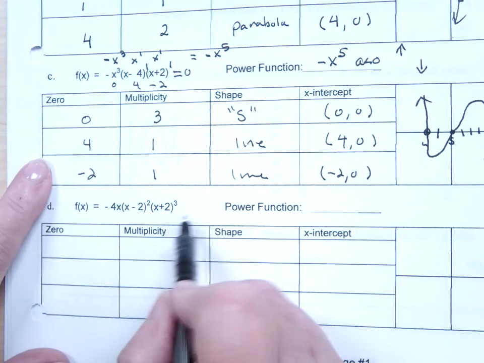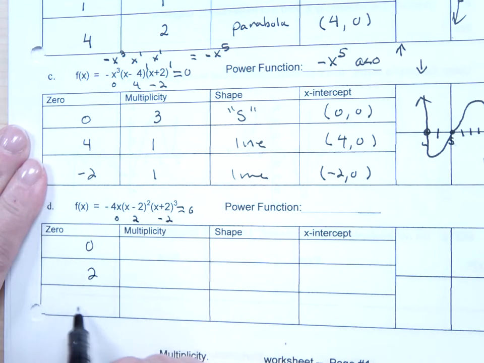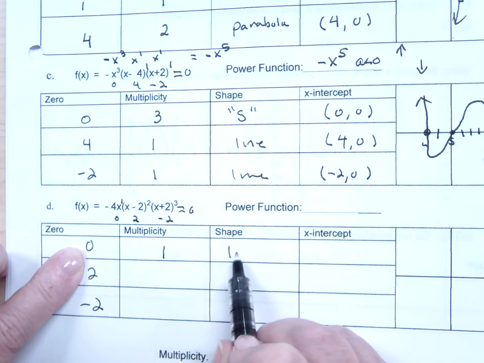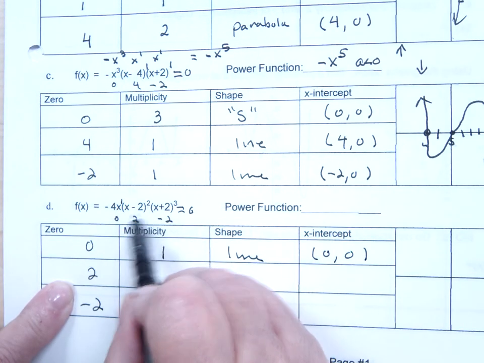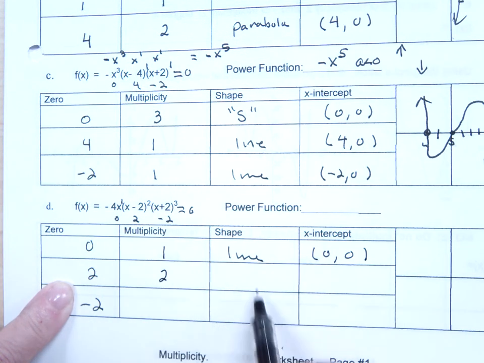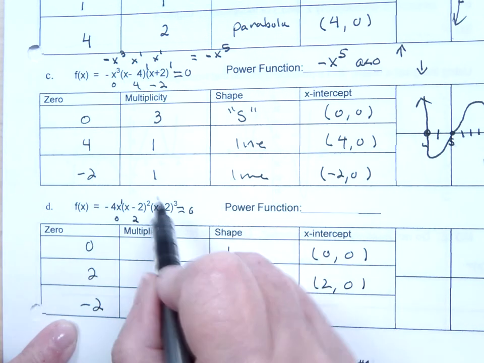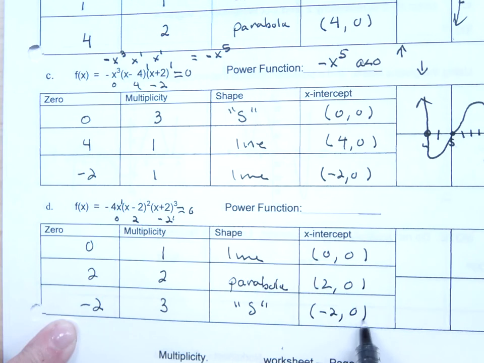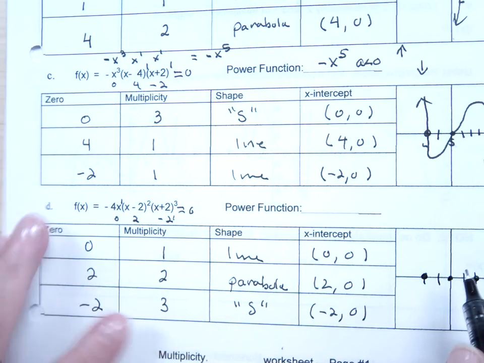So, find the zeros. This is 0, 2, negative 2. Multiplicity of 0 is 1. It's a line, and so it's 0, 0. The multiplicity of 2, the power is 2. That's a parabola, and so that's 2, 0. Multiplicity of negative 2 is 3, so that's an S. And that's negative 2, 0. So my zeros are 0, 0; 2, 0; negative 2, 0.